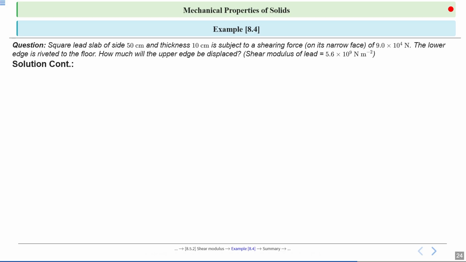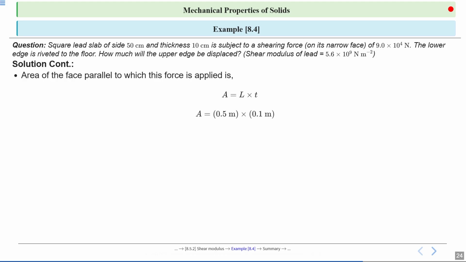So the area of the face parallel to which this force is applied is A equal to L into T. So just put the values, 0.5 into 0.1 meter. Solving this, you will get 0.05 meter square.